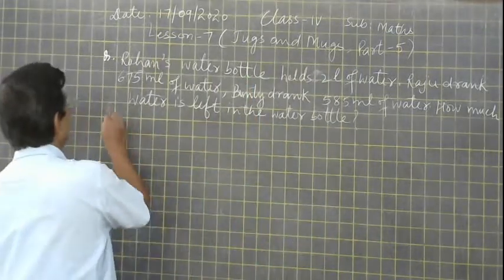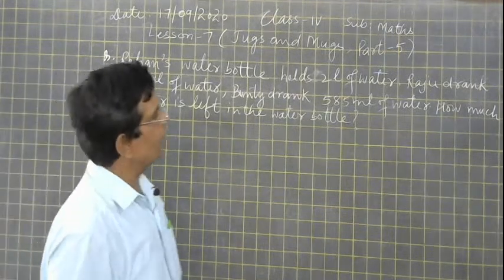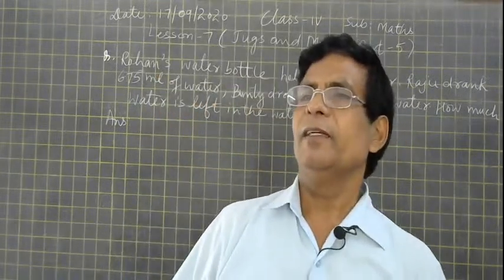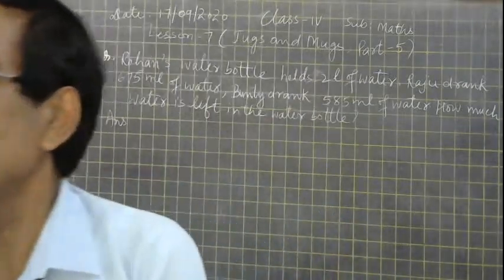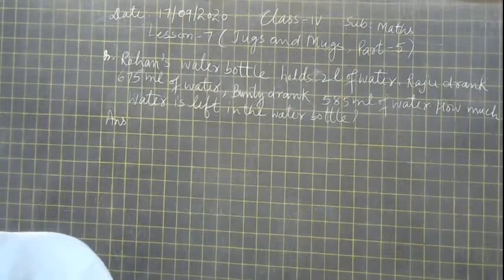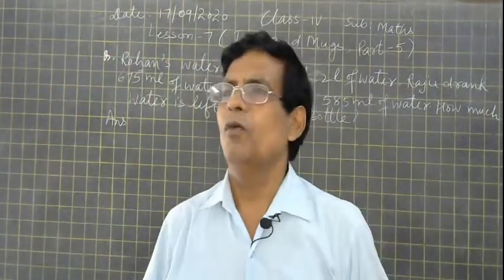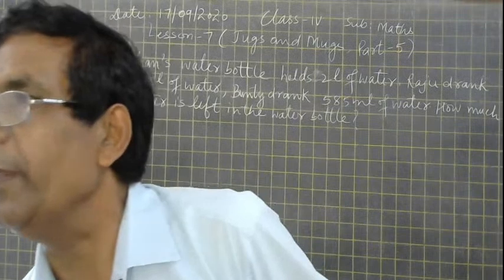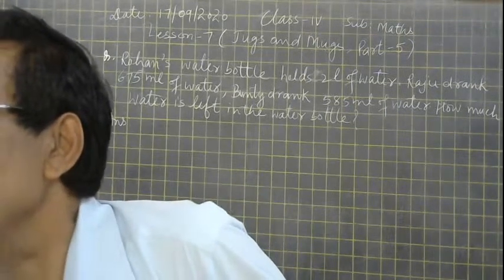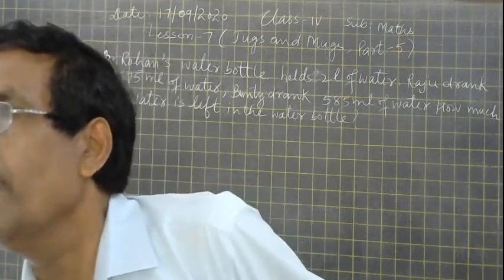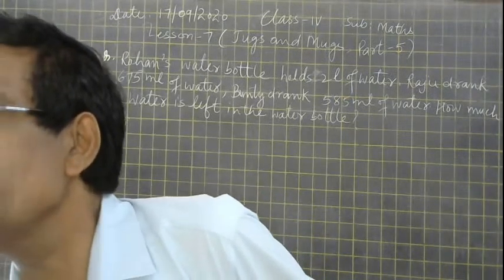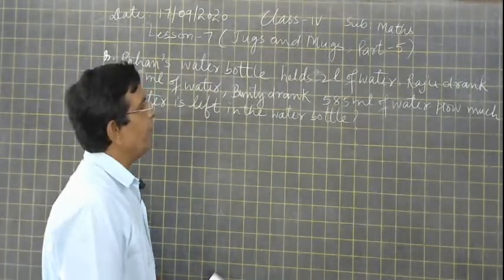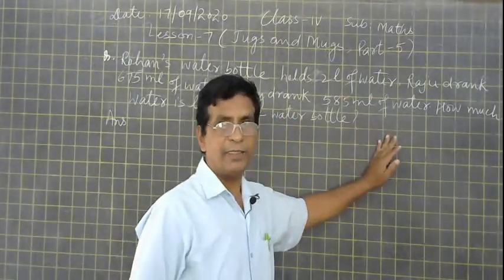Now in this question, tell me what basic operations we have to perform. Only addition, only subtraction, or both addition and subtraction? Tell me. Yes, addition and subtraction. Sahaj, very good. Good answer. You are saying only subtraction, it is not both. So many children are answering correctly. So here we have to do addition as well as subtraction.